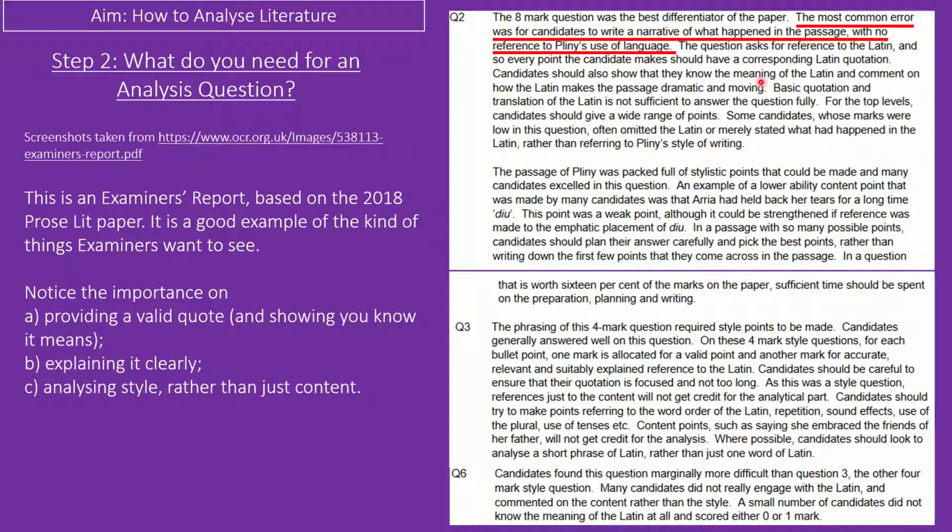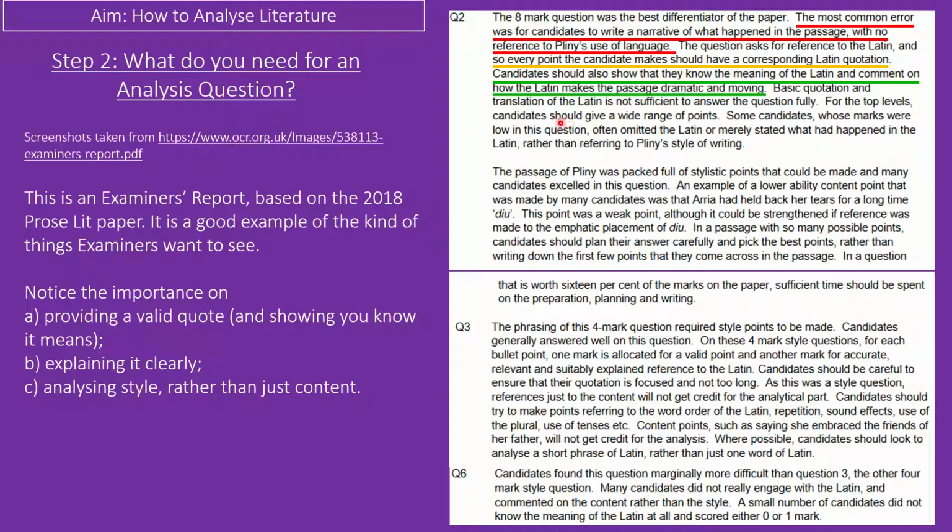So this is an 8-mark question. They expect to see analysis. Every point the candidate makes should have a corresponding Latin quotation. Candidates should know the meaning of the Latin. So those two things basically mean give a quote and translate it. By doing so, you show you know what it means. Great. Comment on how the Latin makes the passage dramatic and moving, which was the question in the first place for this one. So you need to actually explain it. How does your quote answer the question?